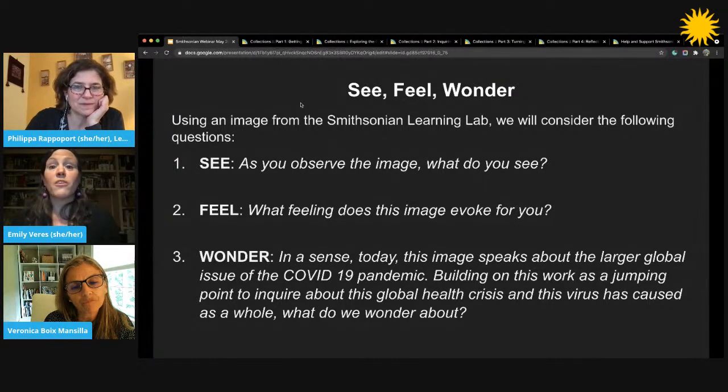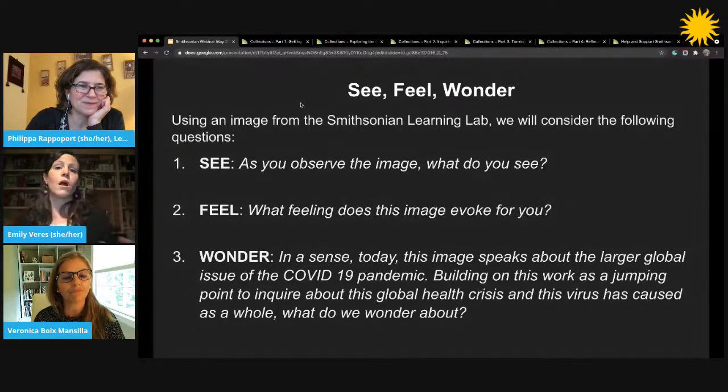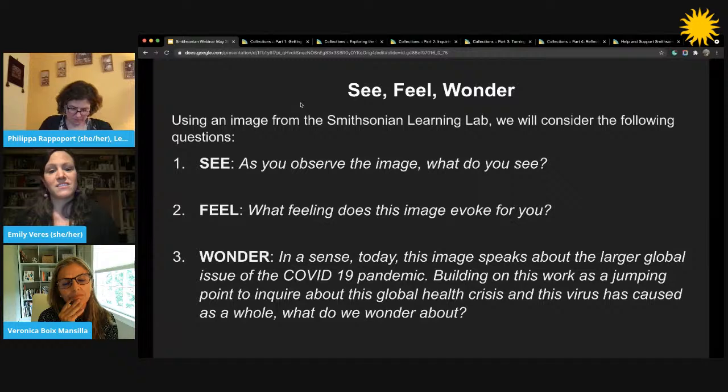And instead of just wondering about the image, I'm going to ask you to think about this image within the larger global context of COVID-19 and build on it as a starting point to inquire about the global health crisis as a whole, and how this virus has caused all kinds of lasting changes or adjustments or things that we've noticed. So I'm asking, what do you wonder about? I'm going to give you some time, and we'll put the image up on the screen.